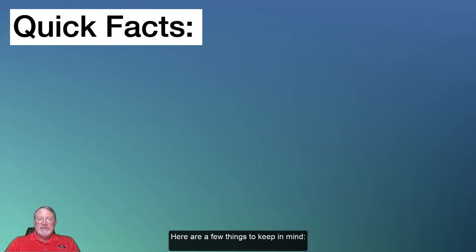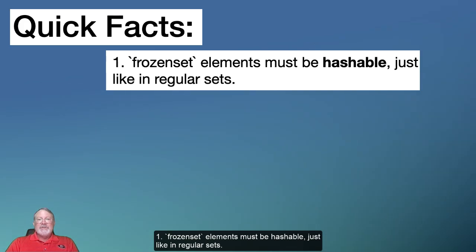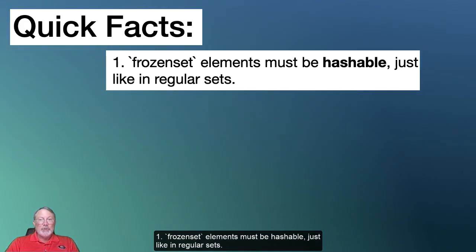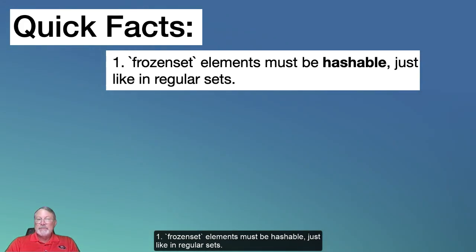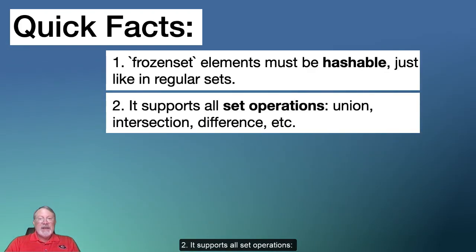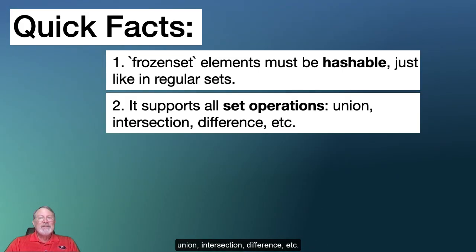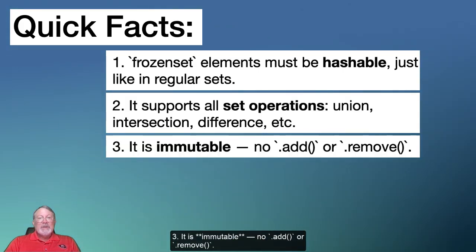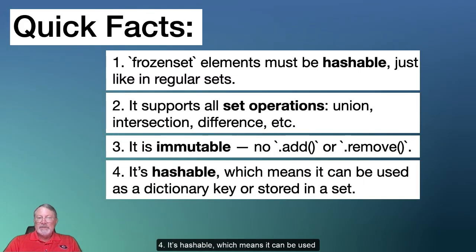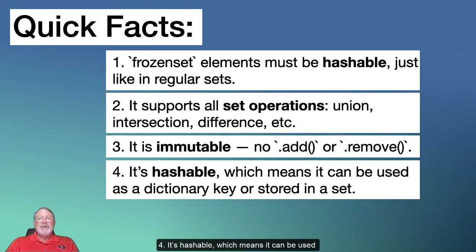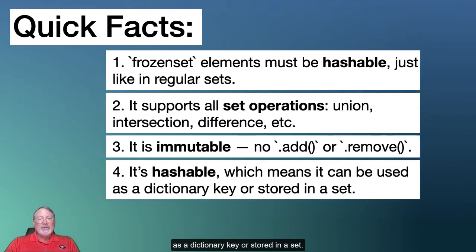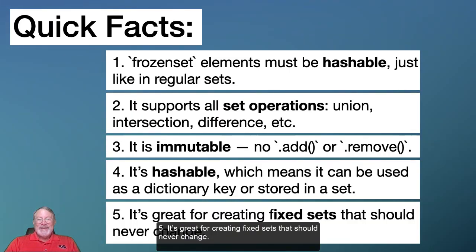Here are a few things to keep in mind. Frozenset elements must be hashable, just like in regular sets. It supports all set operations: union, intersection, difference, etc. It is immutable, so no add or remove function. It's hashable, which means it can be used as a dictionary key or stored in a set. It's great for creating fixed sets that should never change.